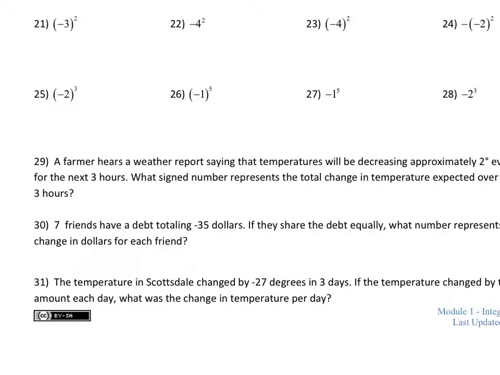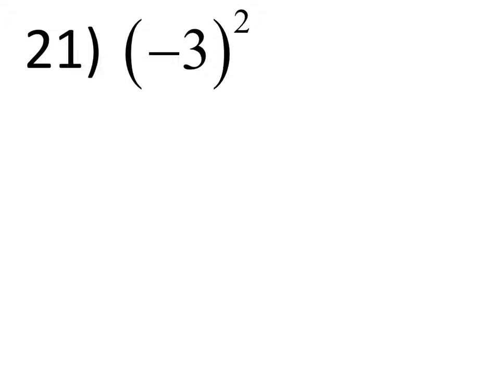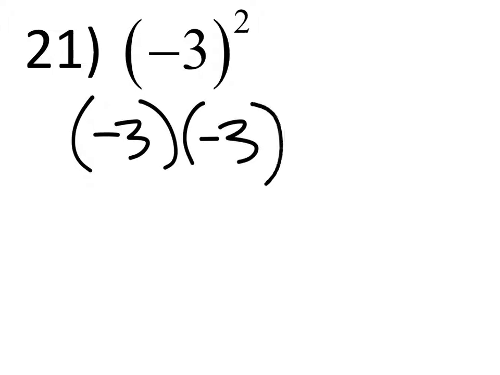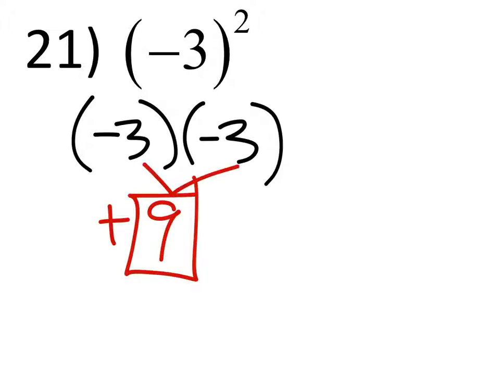Where the negative is on these exponent ones will determine how many negatives there are. So let's look at, I don't know, let's start with 21. So this one, we got that set of parentheses, and inside we got a negative 3. So really this is just negative 3 times negative 3. We got 2 groups of those parentheses being multiplied. Now again, this gives us 2 negatives, which means our answer is a positive. 3 times 3 is 9. So the answer is a positive 9.